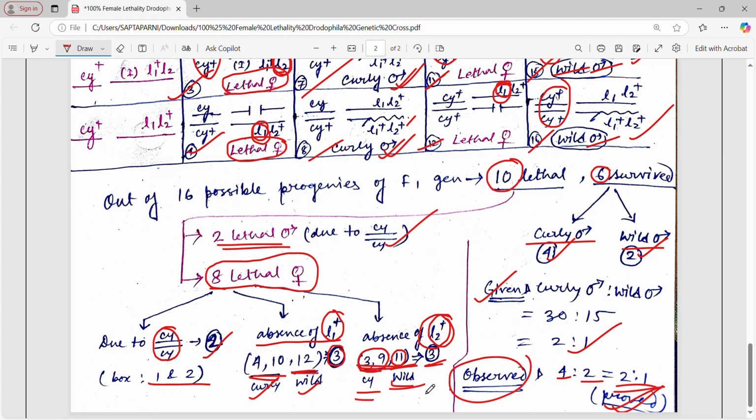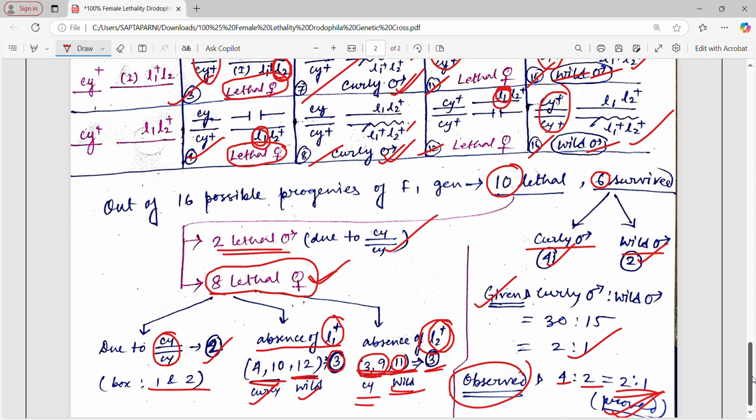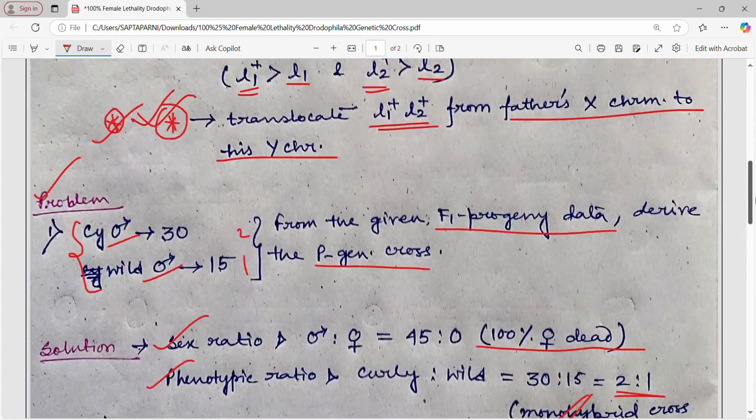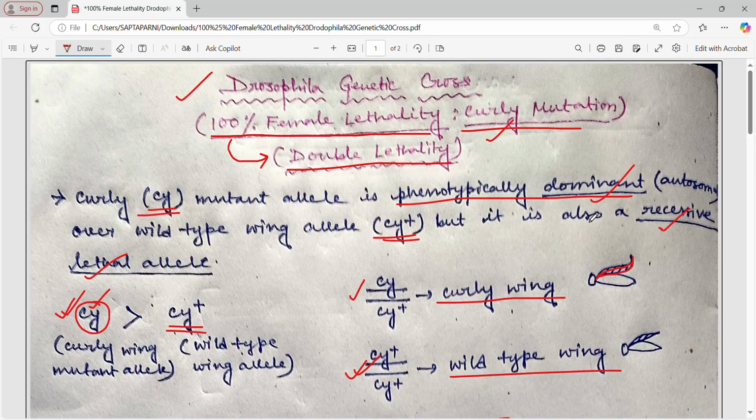So that is how a total of 8 females are dead here. Among 16, 8 were females, and all of them are dead, due to either absence of L1 plus or L2 plus, or due to CY. Got it? So this is all about the 100% female lethality genetic cross in case of curly mutation in Drosophila. I hope that this video is clear to you.